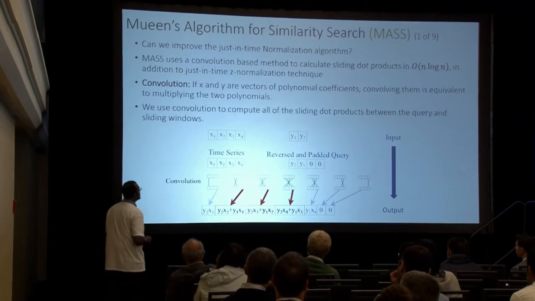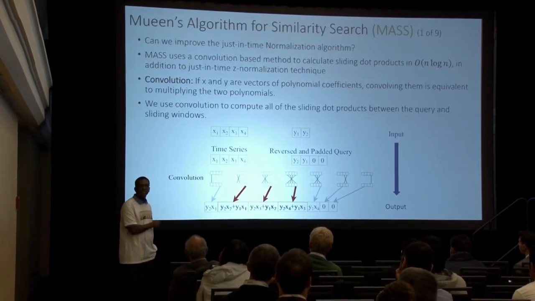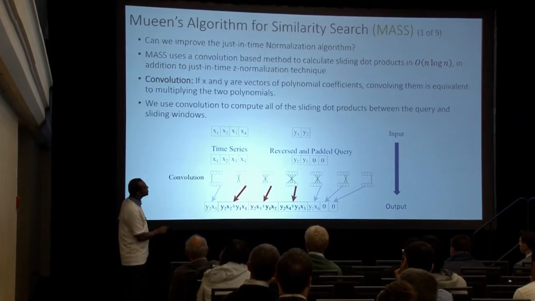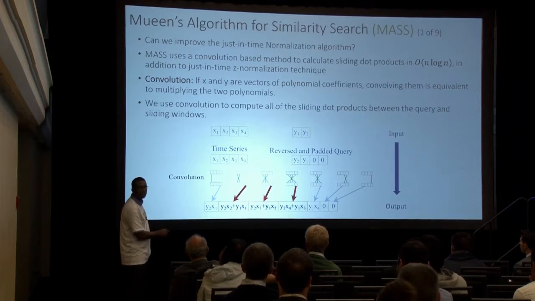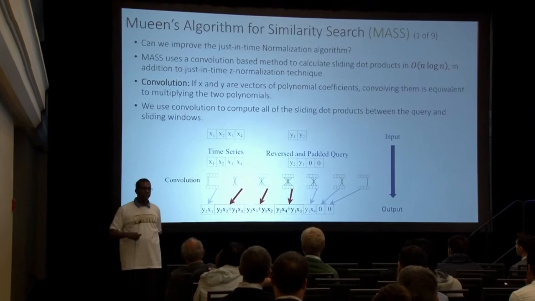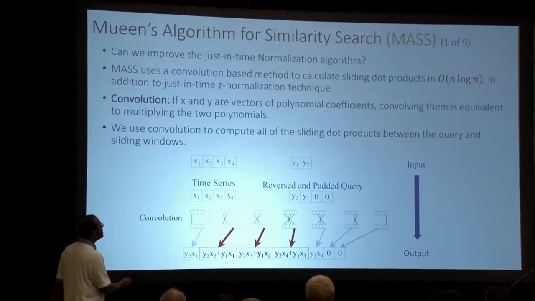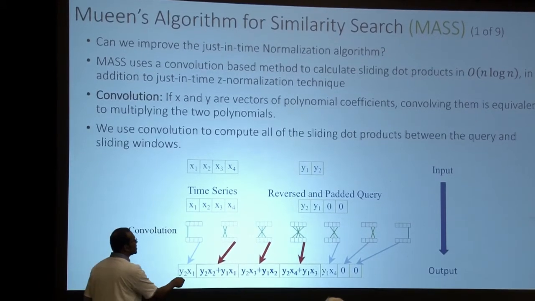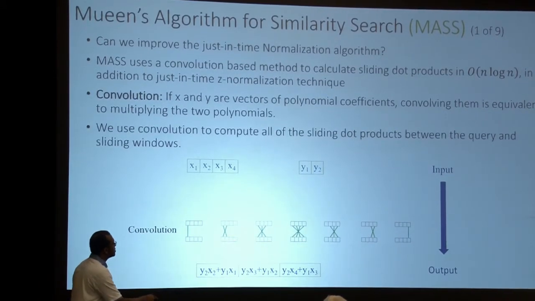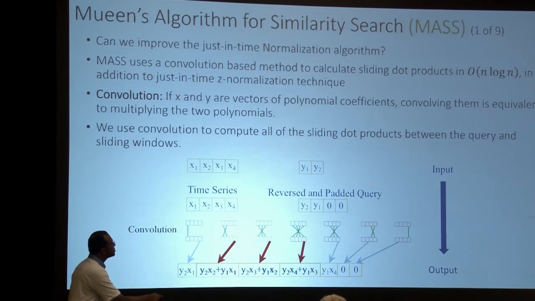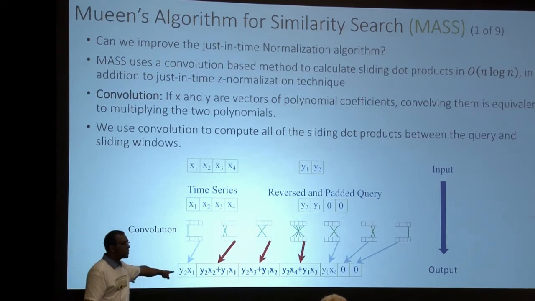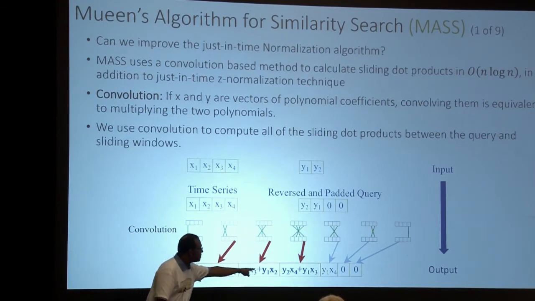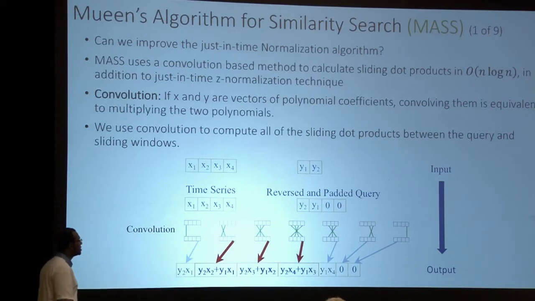The way you do it is basically you keep the time series as it is, but you reverse the query from y1, y2, you reverse it, and then append some zeros until you make it equal to the size of the original time series. So if you do that, then this operation will produce this vector where the middle three numbers are exactly what you want. You can see it.